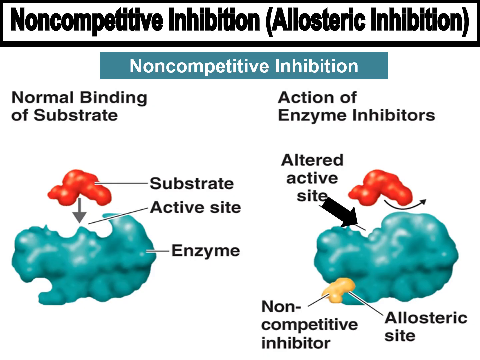This figure better illustrates how the binding of a non-competitive inhibitor alters the conformation of the active site. Alteration of the shape of the active site prevents the substrate from binding to the active site.